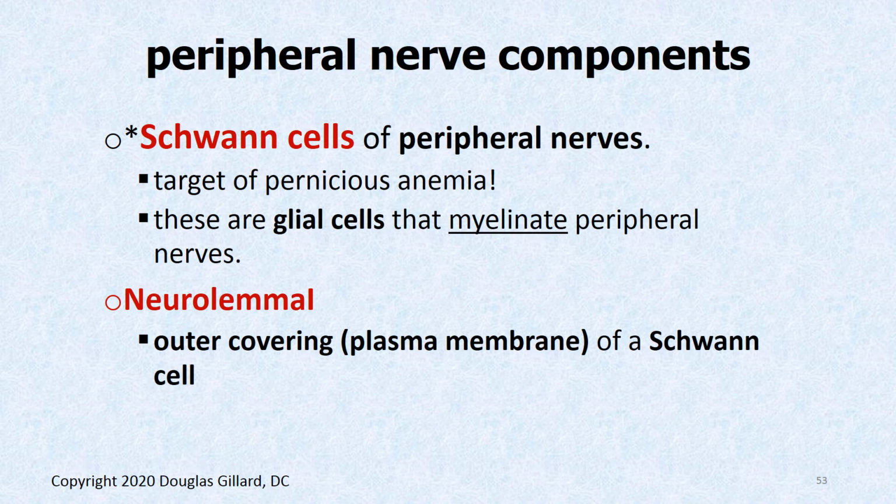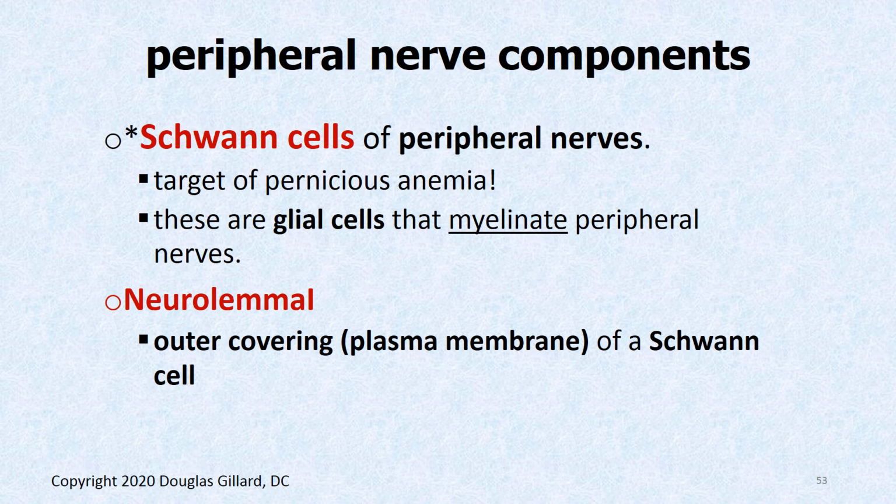It's like the insulation of a wire in a way, but it allows for the signal to travel not in a continuous flow, but in a jumping manner. And it makes the electrical signal go very, very fast. Schwann cells are a class of cells called glial cells. I don't know if we'll get to that this quarter in spinal anatomy, but I do have a video on that. You'll get that elsewhere.